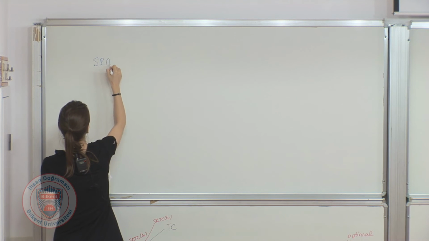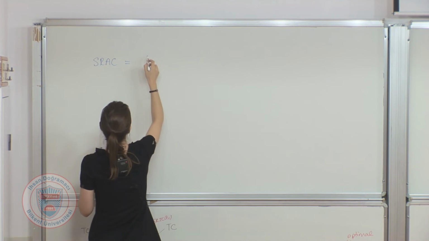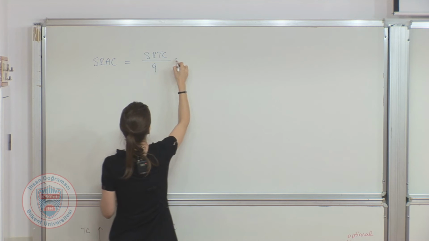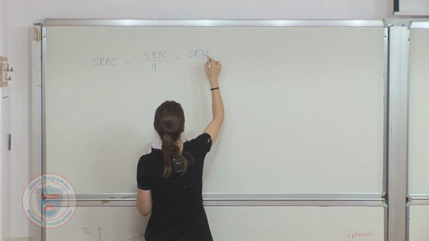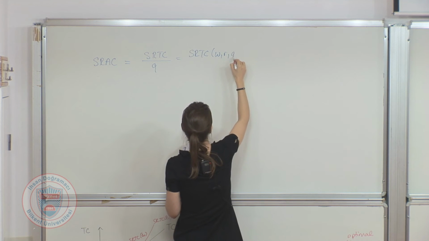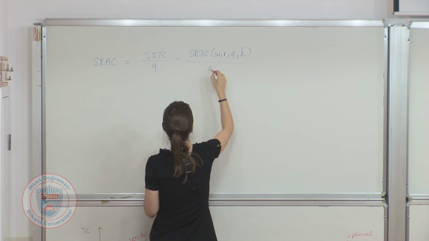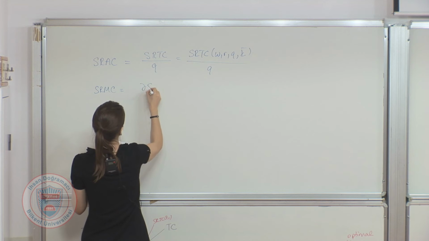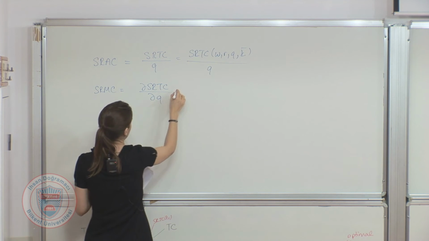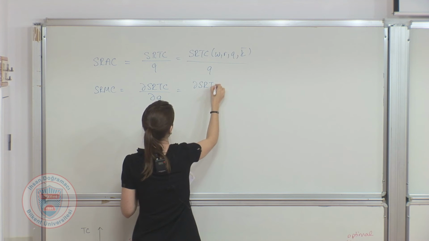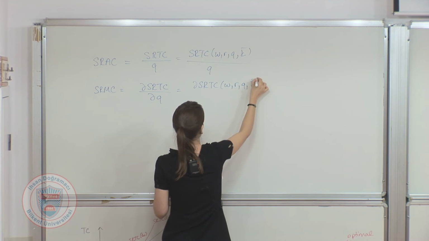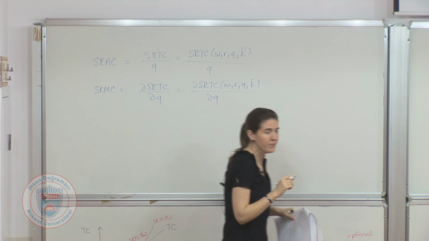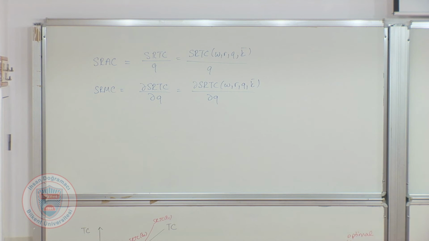Short run average cost curve. This is going to be the short run total cost curve divided by Q. Remember we said that the short run total cost curve is a function of w, r, Q, K bar, divided by Q. And the short run marginal cost curve is going to be the derivative of the short run total cost curve with respect to Q. So this is short run total cost curve w, r, Q, K bar, del Q. So this is basically how we define them. You could guess, right?